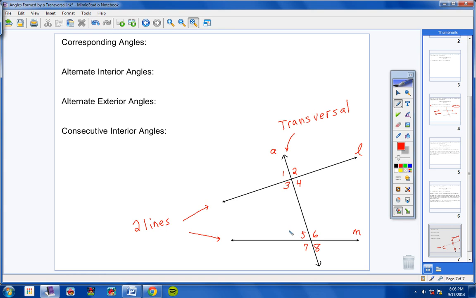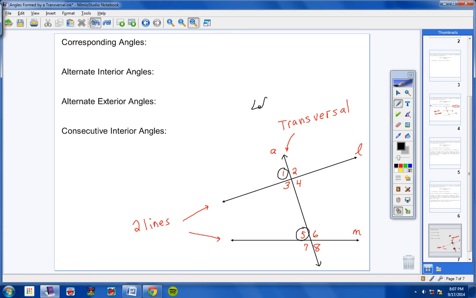Okay, corresponding angles. Now, these are angles that are on the same side of the transversal, and they're either both above these 2 lines or below them. What do I mean? Well, let me show you. I'm going to go ahead and use black, and we're going to color code these, okay? 1 and 5 are corresponding angles. Notice they're both to the left of the transversal. Do you see that? And they're both on top or above the 2 lines. Angle 1 is above line L, and angle 5 is above line M.